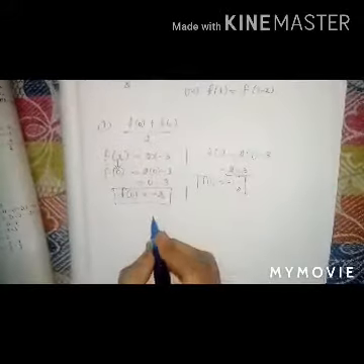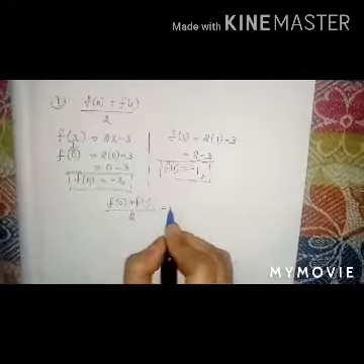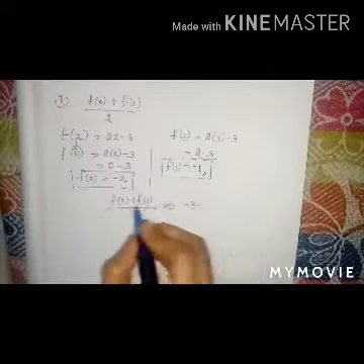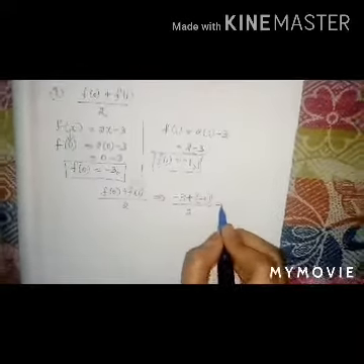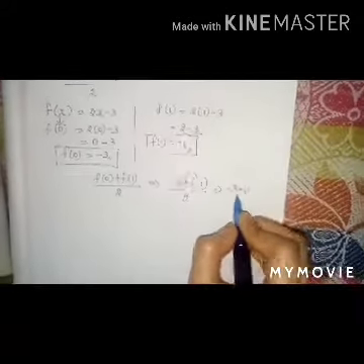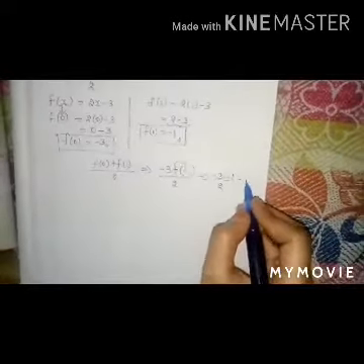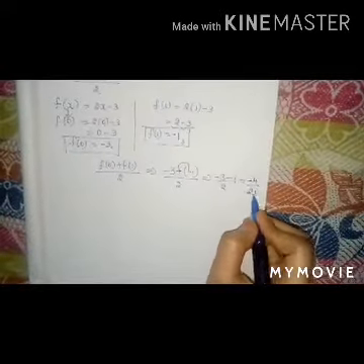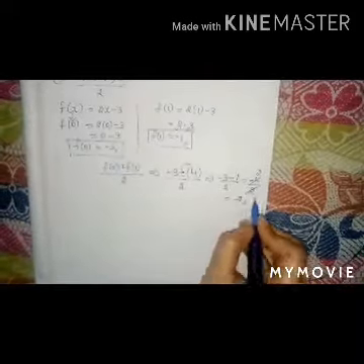in the given question, f of 0 plus f of 1 by 2. Substitute these two values. f of 0 is minus 3, plus f of 1 value is minus 1, by 2. Simplify this. Minus 3 plus into minus, minus 1 by 2. Minus 3 minus 1, both are negative terms, so we can add them: minus 4 by 2. When we cancel this we get 2. So the answer is minus 2.